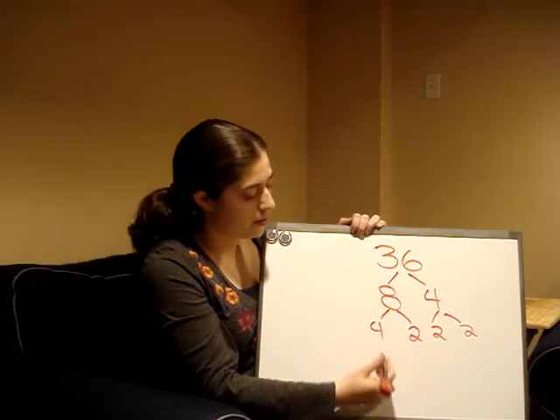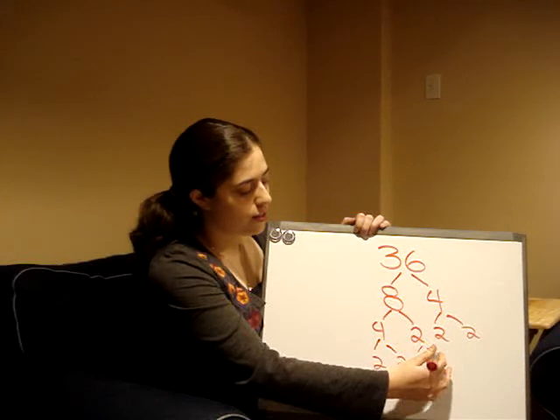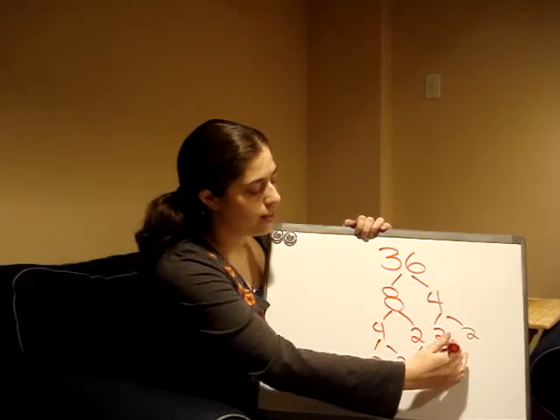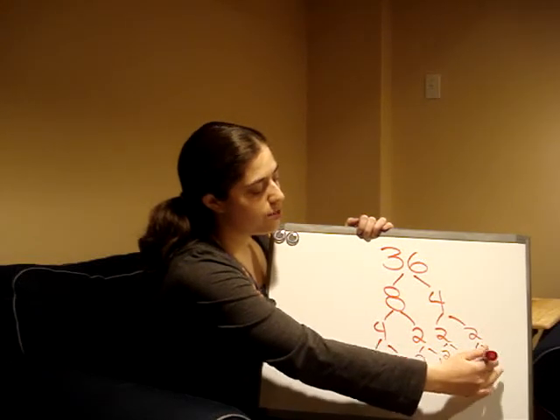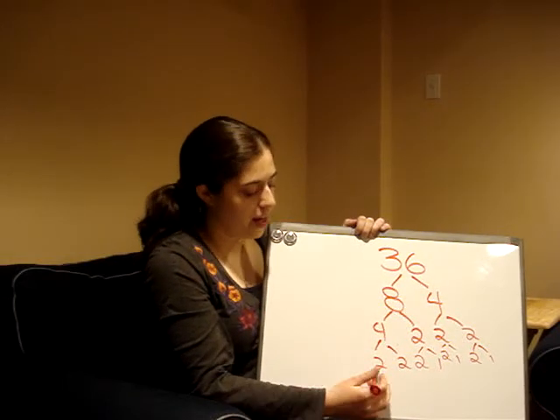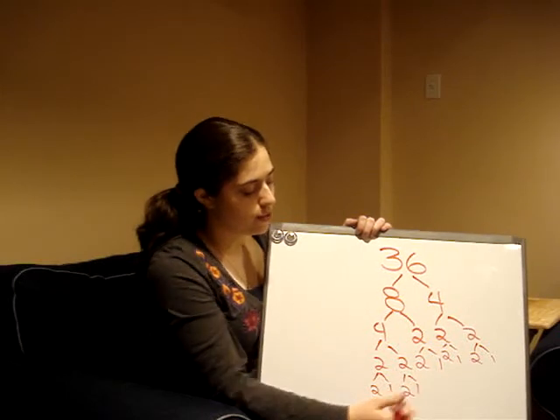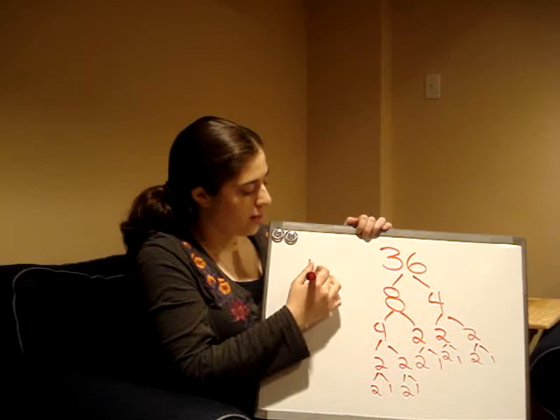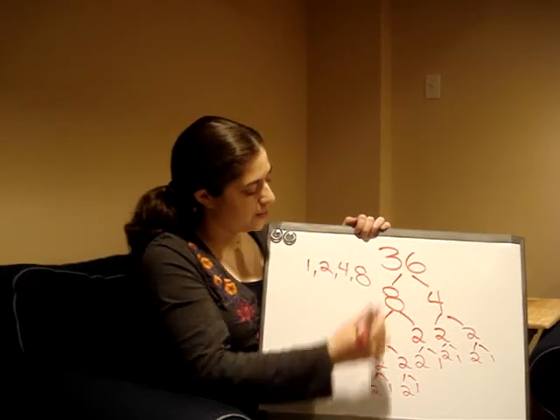Gotta keep going though. 2 times 2 equals 4 again. 2 times 1 equals 2. This one is all done. 2 times 1 equals 2. Same with that one. That means I only have 1 left to deal with. 2 times 1 is 2. That means that the factors of 36 are 1, 2, 4, and 8.